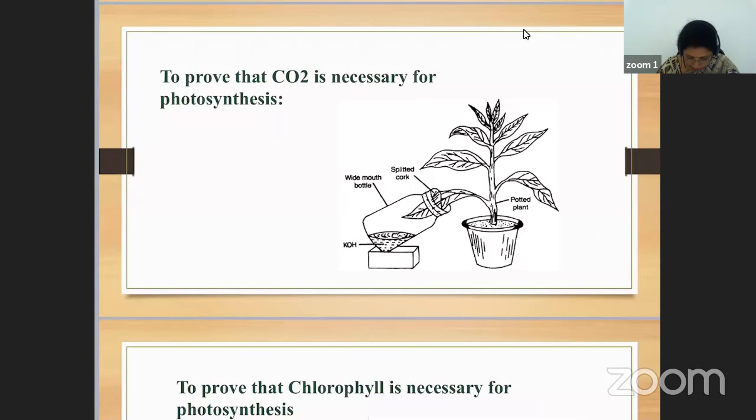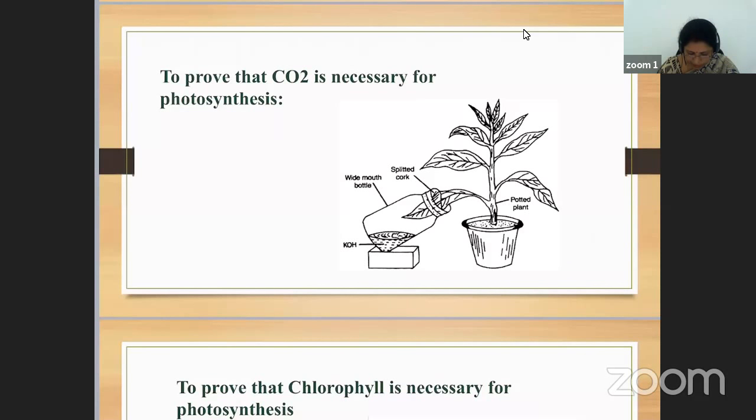Take a potted plant and a wide-mouthed bottle. Fit a split cork to the mouth of the bottle and insert the leaf through the split cork in such a way that half of the leaf is inside the bottle and half is outside the bottle. And the important thing here is the bottle is wrapped with black paper so that no light enters the bottle. This setup is put in sunlight for some time, and later the leaf is taken and tested for starch.